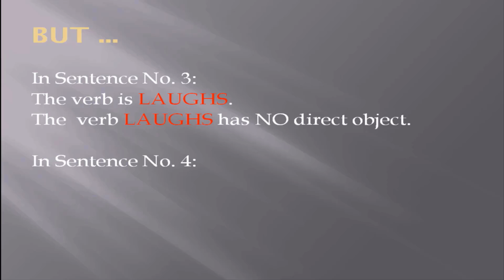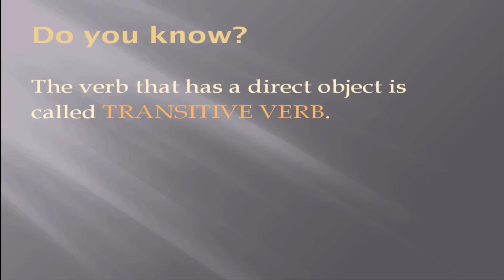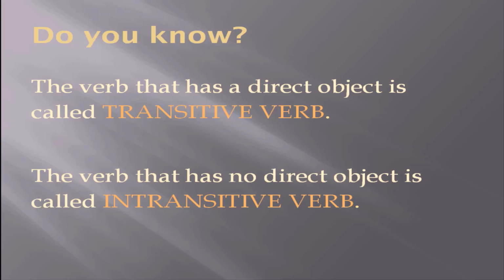In sentence number 4, the verb is walk. The verb walk has no direct object. Do you know the verb that has a direct object is called transitive verb? The verb that has no direct object is called intransitive verb.